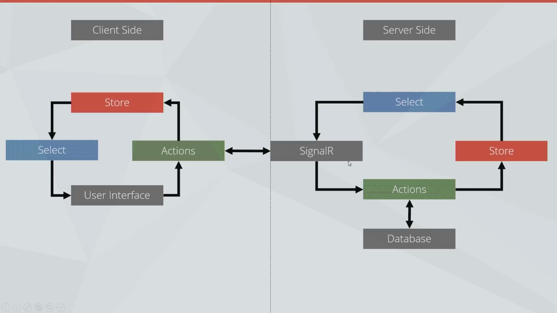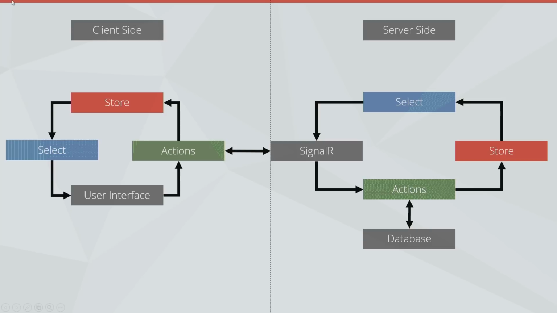So I've got this store. I've got actions I can raise against that store that can talk to the database, and they're both reducers and effects. I've got SignalR in the middle between the client side and the server side that lets me fire events from the client side to the server side and back again. I'll show you SignalR in a bit more detail pretty soon.